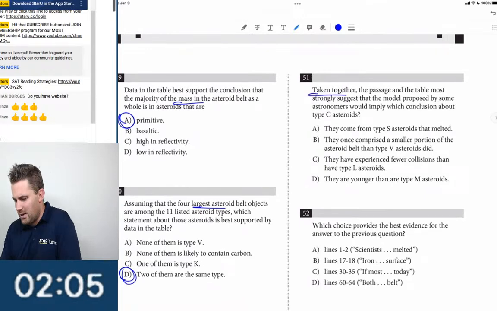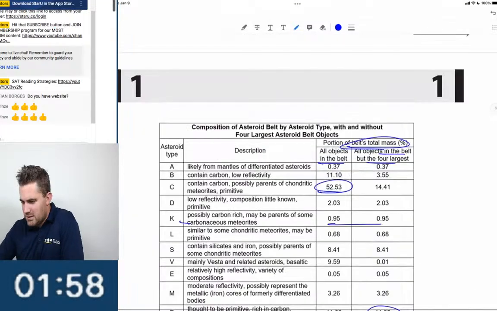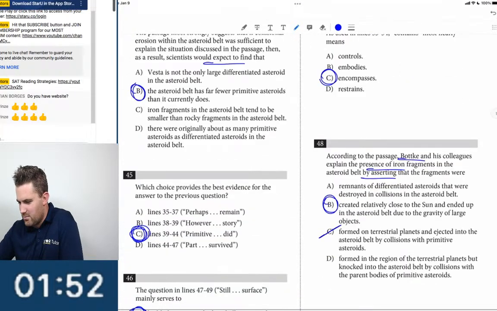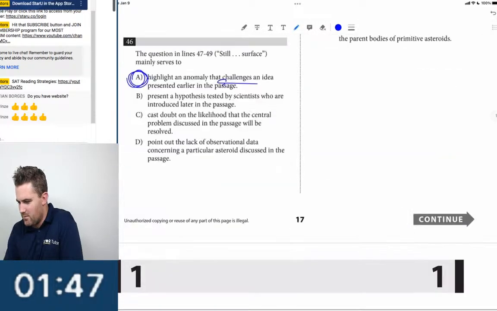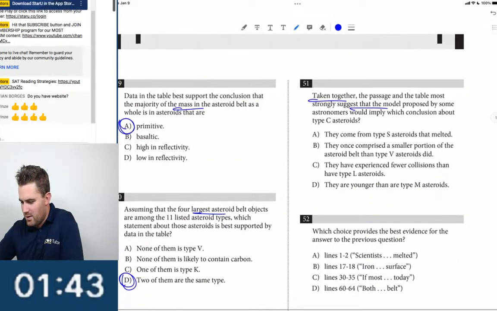Taking the question to the most likely: the monophysis imply which conclusion about type C asteroids? Type C asteroids contain carbon parents. They're primitive. They're a significant portion of all objects in the belt, but the four largest. They come from type S that melted. No, because they're primitive, right? They didn't melt down.